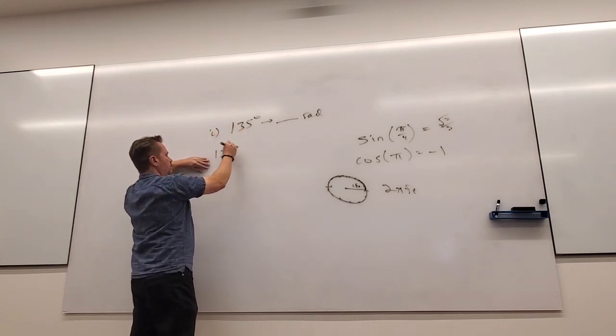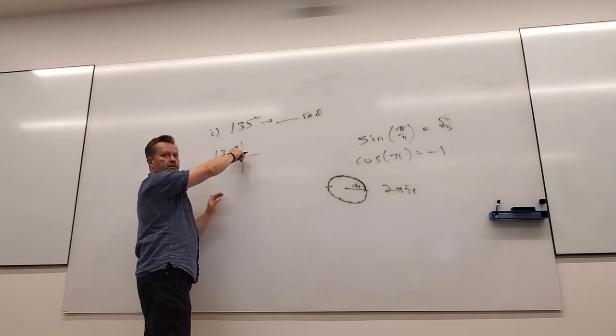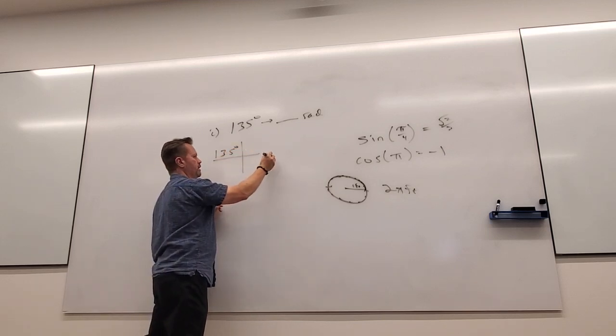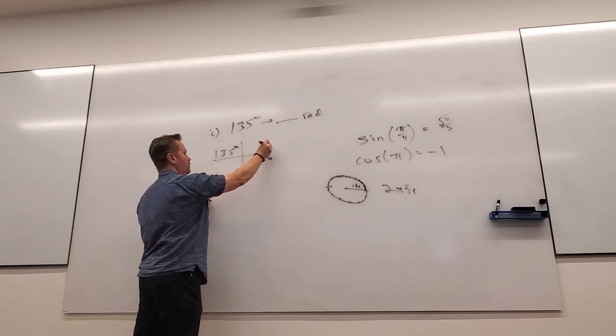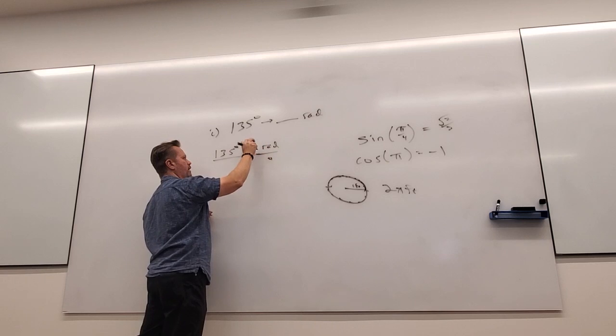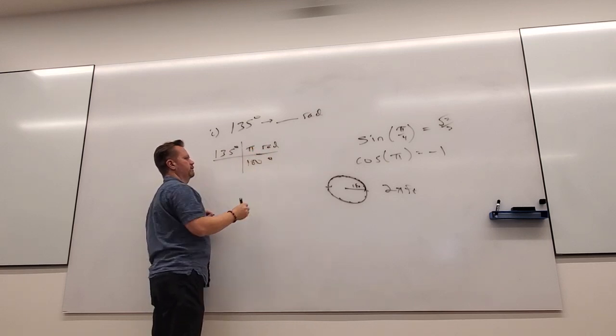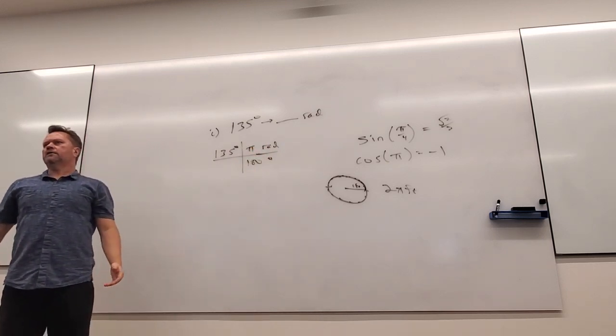Multiply by pi over 180. I want to kill degrees, correct? So I'm going to put degrees down here so they cancel. See that? And I want to end up in radians. So I know that there's pi radians and 180 degrees, right? And now you just simplify that.